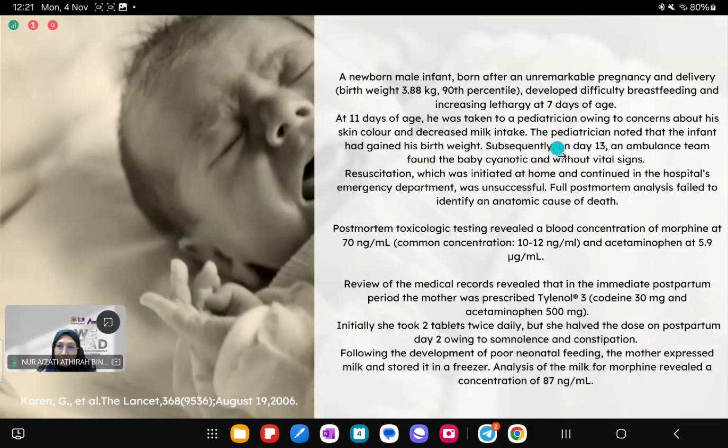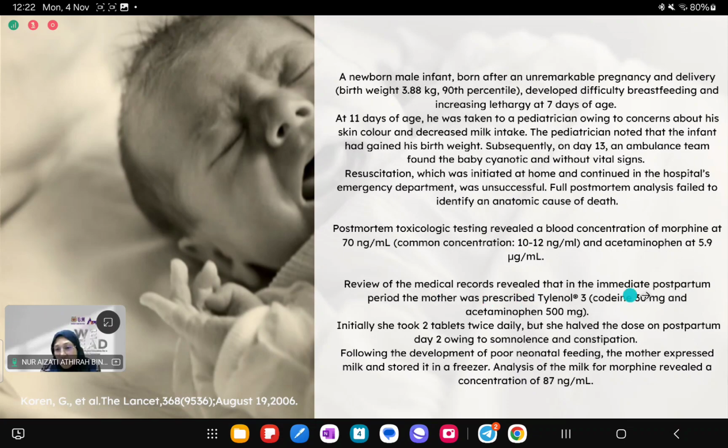Then on day 13, the ambulance team found the baby cyanotic and without vital signs. On day 13 the baby was already blue with no pulse, meaning the baby had died and could not be saved. The resuscitation was unsuccessful. After the postmortem, they found that toxicology testing showed a blood concentration of morphine at 70 nanogram per ml. The common concentration is 10 to 12. And also acetaminophen at 5.9.